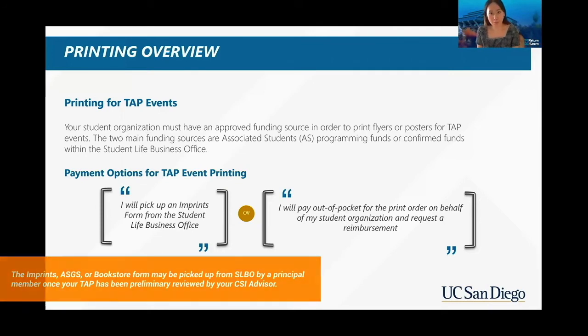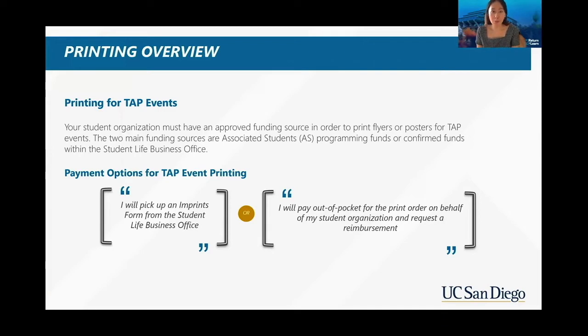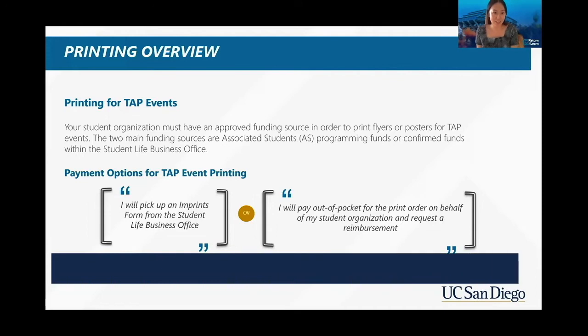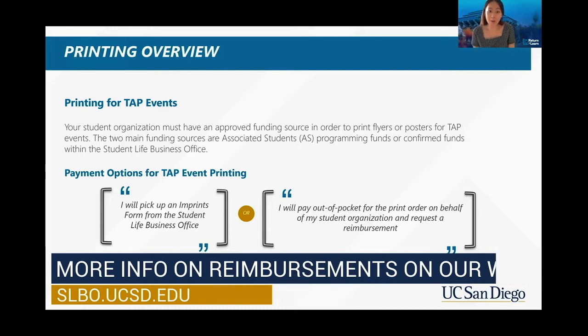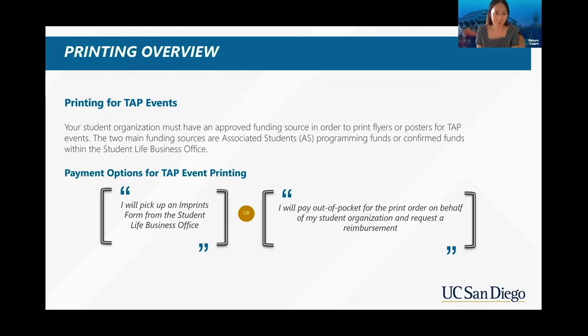For the reimbursement option, you must be a principal member and submit your online reimbursement request form no later than 14 days after the purchase date, along with the PDFs of original itemized receipts and proof of payment. You can find the reimbursement form on our website, and there is another video on the reimbursements page that goes over how to submit the form.